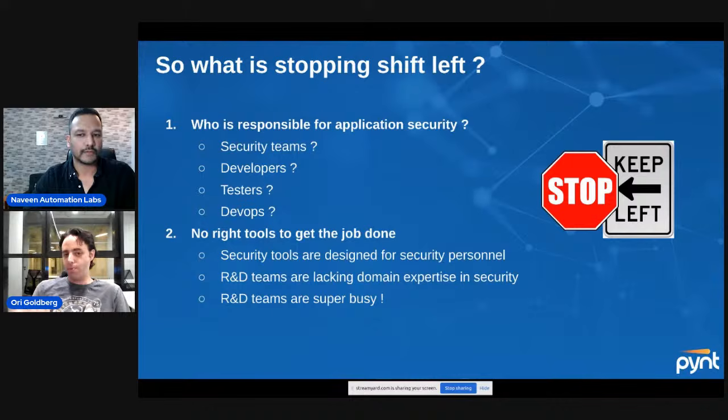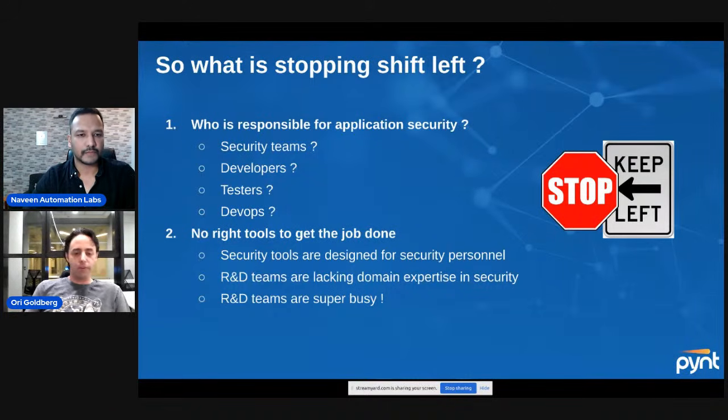If you are not responsible for something, you probably won't do it. And this is why we don't see developers doing it, because they're not responsible for that. And DevOps, well, it's very good to incorporate tools into the pipeline, like Jenkins or whatever pipeline you're using. That's very good, but DevOps cannot be responsible for that.